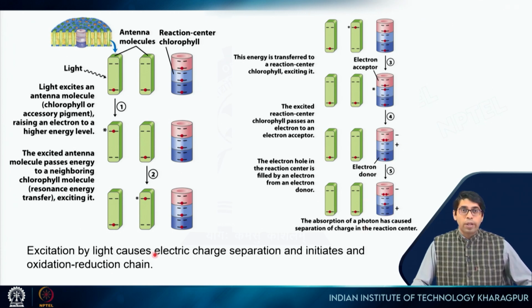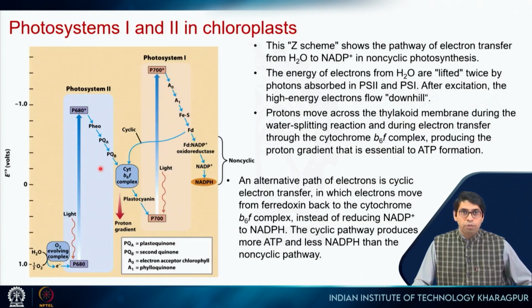So in essence what happens here is that the excitation by light causes electric charge separation that we see here and initiates an oxidation reduction chain, okay. Light energy results in this electric charge separation and then since an electron is given off, it triggers this oxidation reduction reaction. So water is oxidized to oxygen and the electron is passed on through various channels ultimately to NADP plus, which becomes NADPH. So here is a summary of what happens.